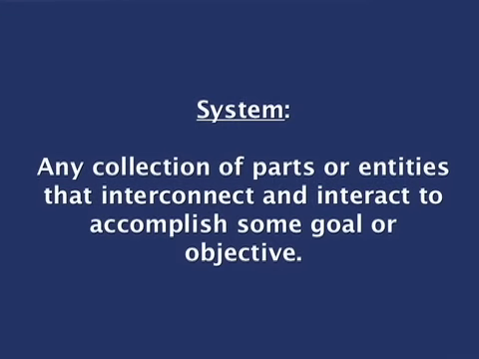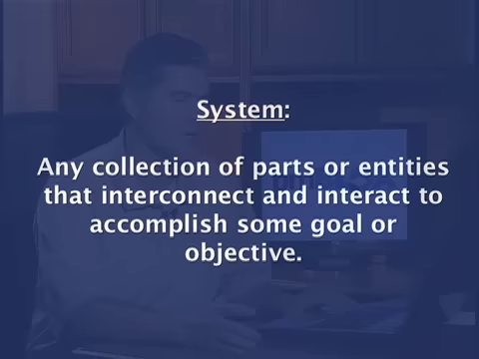Welcome to the first part of a four-part series on understanding business systems and choosing the right tool for the job. So let's start with a definition of a system. A system is any collection of parts or entities that interact and interconnect to accomplish some goal or objective. So essentially a system is a set of parts and the relations among those parts. With that kind of definition, it's easy to see that many business processes and activities can be considered a system. The parts are the people, the computers, the equipment, and other resources that work together to accomplish some specific job.